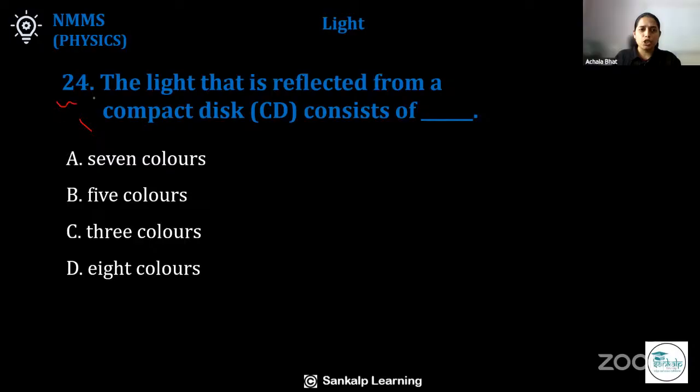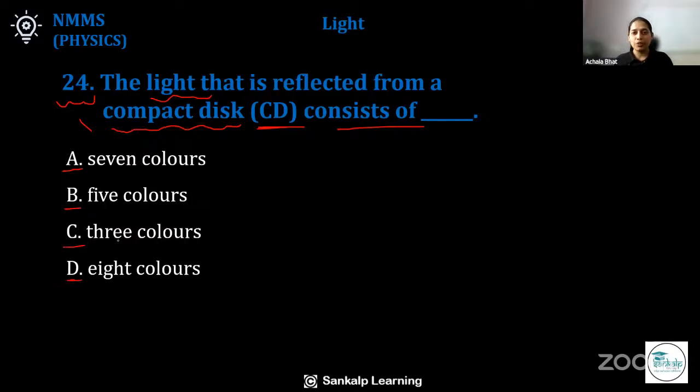Let us see question number 24 of NMMS Physics chapter Light. The light that is reflected from a compact disc, CD, consists of dash. A, 7 colors. B, 5 colors. C, 3 colors. D, 8 colors.